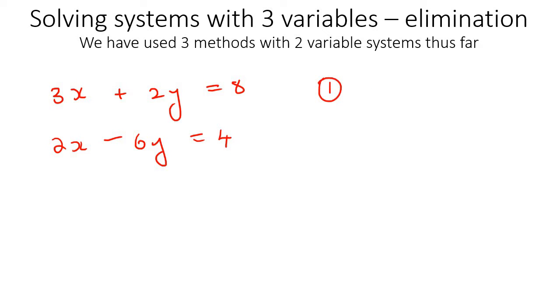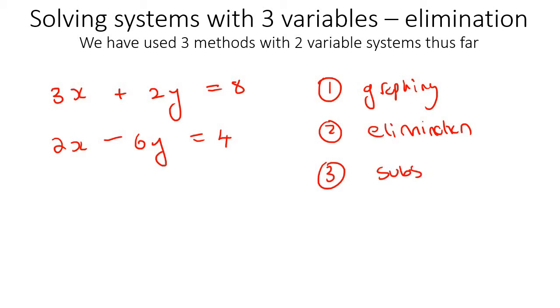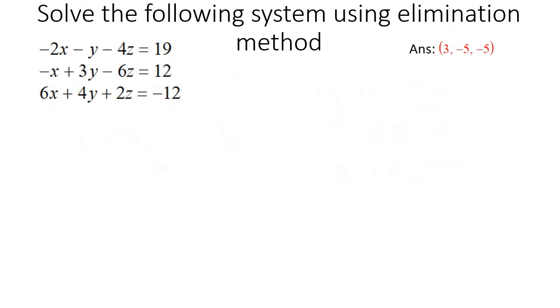Well, the first method we used was graphing. The second method we used was elimination. And the third method we used was substitution, right? Now we are advancing to 3 variable questions. Check this out. There are x's, there are y's, and there are z's. So it's a 3 variable system. So it's pretty crazy that we're now doing this.